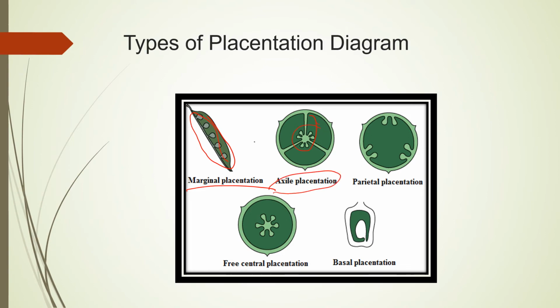Now this is axile placentation. Here you can see this is parietal. These three arrangements are parietal placentation. This is free central, which is not bound to anything. It is free central placentation, and this is the basal placentation, where it is attached to the base.